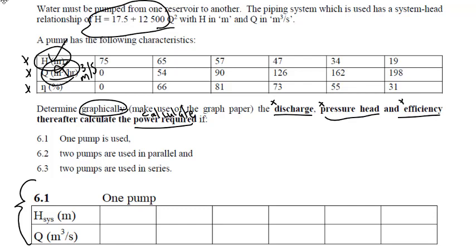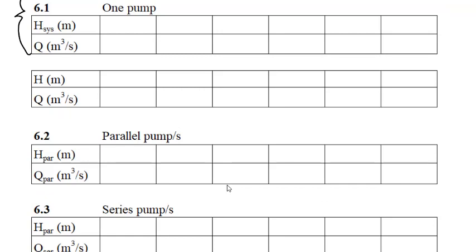Further on, we'll see that they tell us we have to determine the discharge, the pressure, the efficiency, and the power required if one pump is used, 6.1, if two pumps are used in parallel, and two pumps used in series. So you're going to have 3 questions where you're going to have tables drawn: one pump, parallel pumps, and series pumps. In the first one, I started with the system curve. That's the first one that you'll have to do.